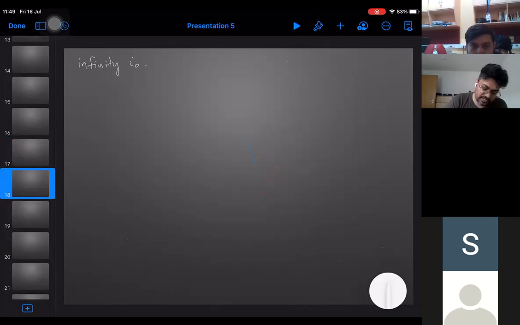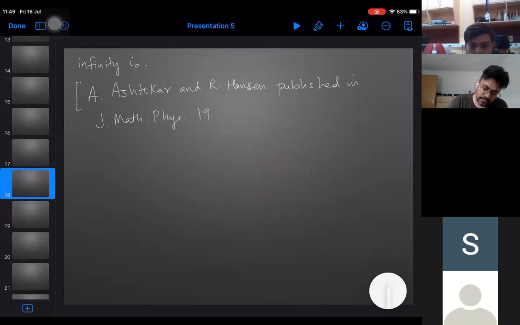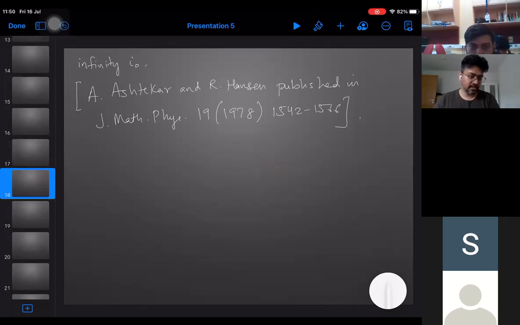For that, if someone is interested to see what the structures there are, I recommend people to look at this paper by Asticker and Hansen, that is published in JMath, 1578, 1542, 66. Because I have very little knowledge about that at spatial infinity.